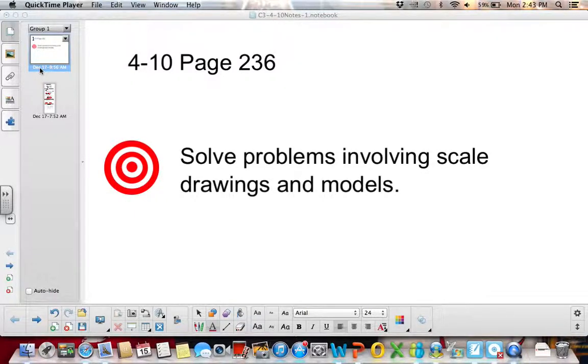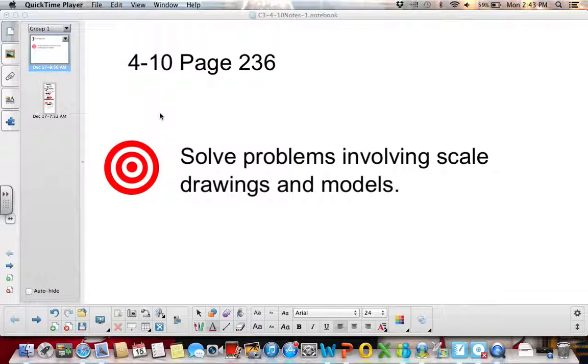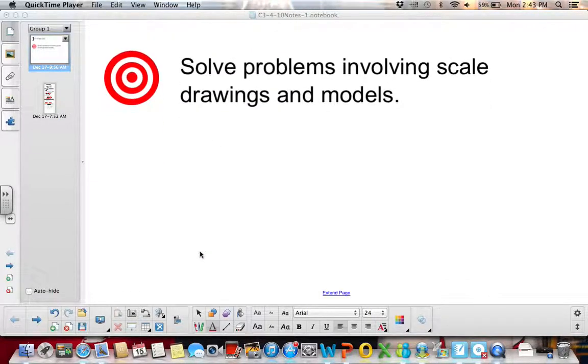Hi, 7th graders. We are on lesson 410, which starts on page 236 in your textbook. The learning target is solving problems involving scale drawings and models.